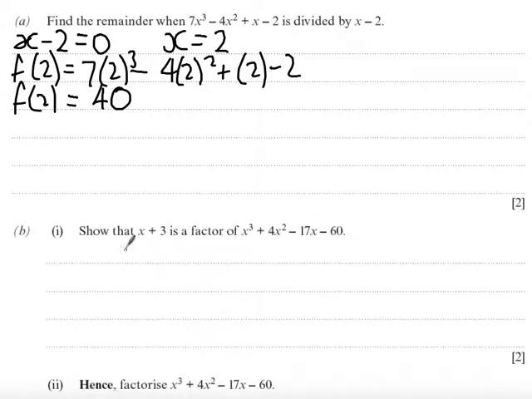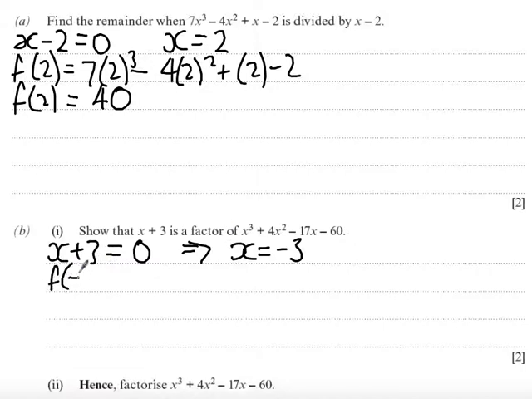Part B, we want to show that x plus 3 is a factor of the cubic. So similar sort of idea, I'm going to use the factor theorem. I want to know what value to put into the cubic. So x plus 3 tells me I want to put x equals minus 3 into this cubic. Now if I put x equals minus 3 into the cubic, if it is a factor, I should get a value of 0.